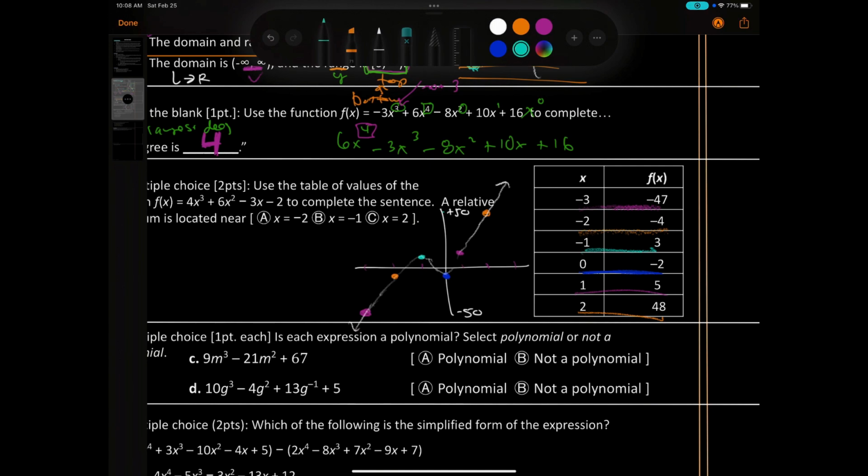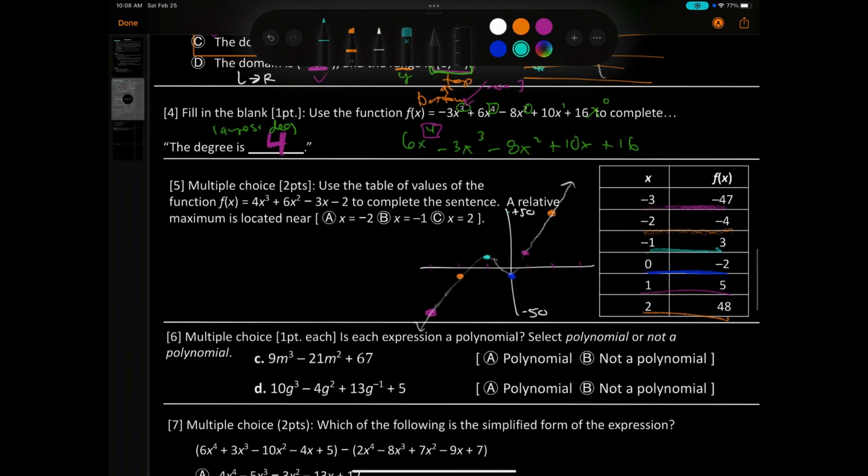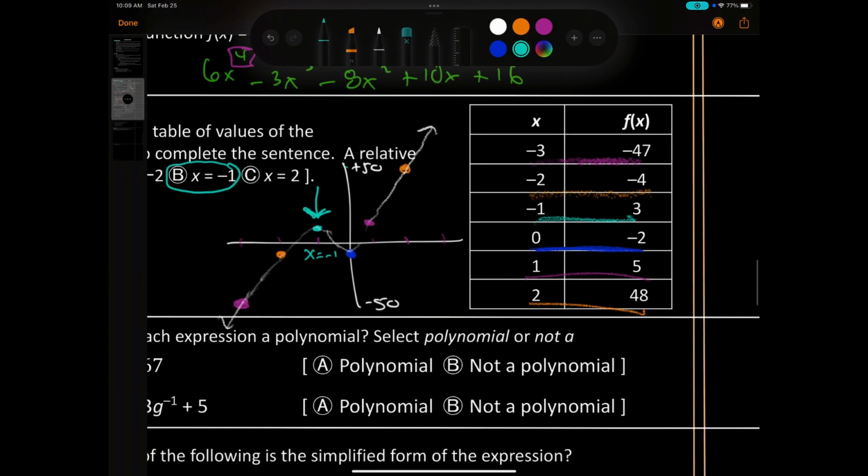And then here we're looking for a relative maximum. And that would actually be this blue point. And this is where x is equal to negative 1 is your correct answer. Now, you might think that 48 is the highest number. So that would be the orange. You're thinking this one. But remember, a maximum is you're going up, then down. It's a mountain. And this one doesn't show a mountain. That's just a straight line.